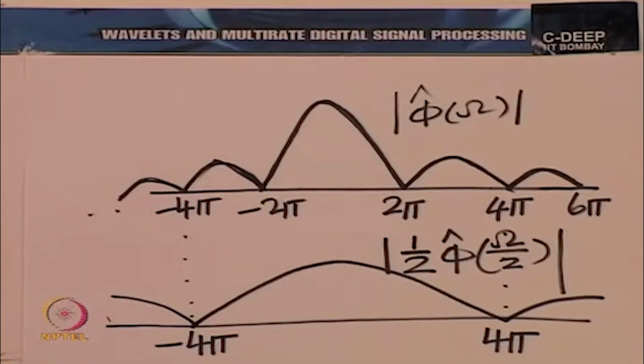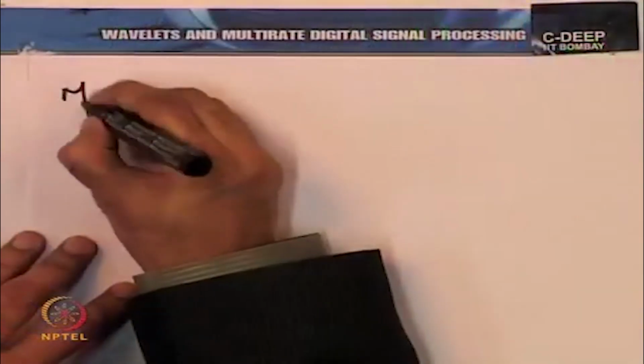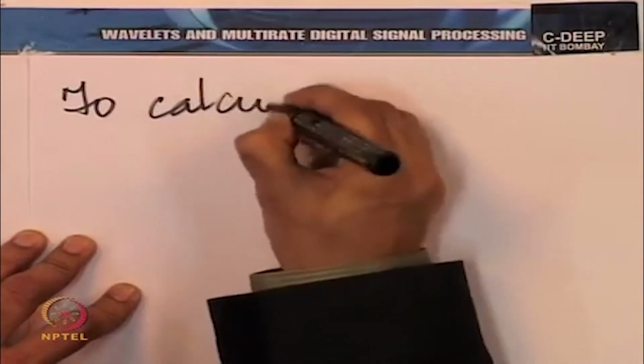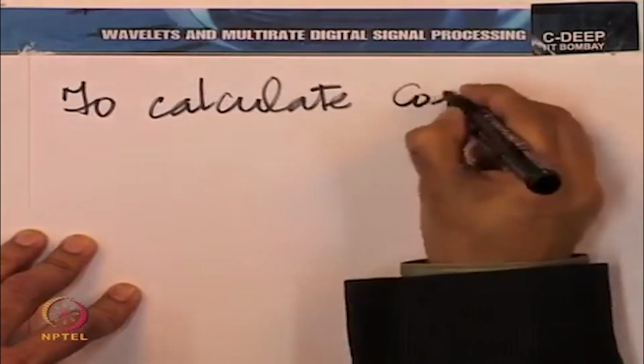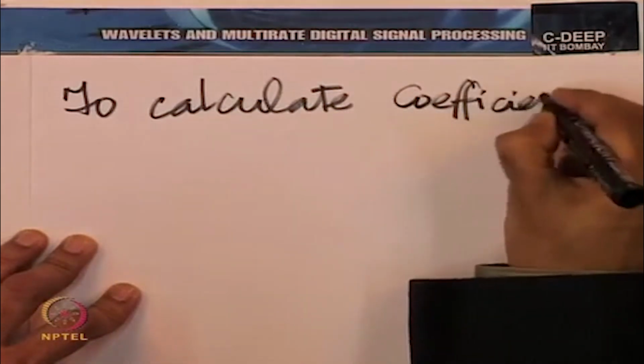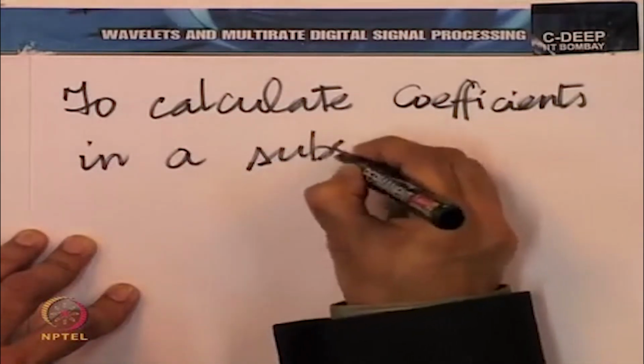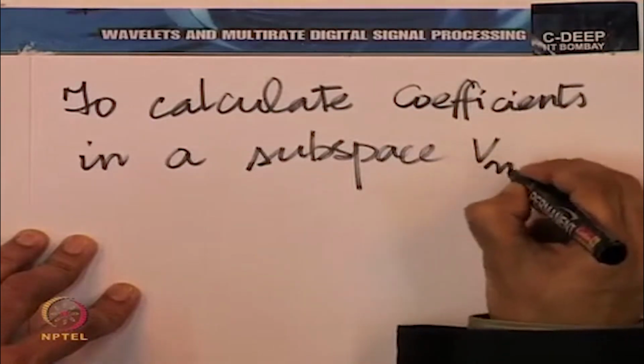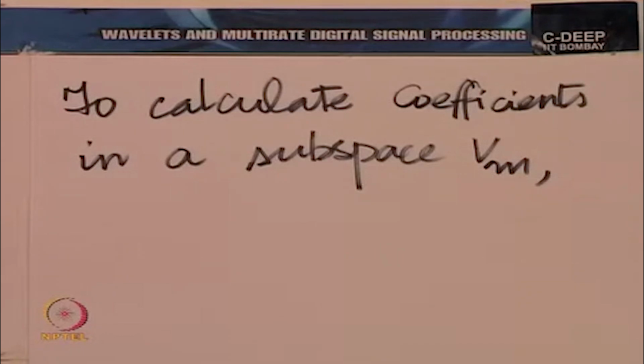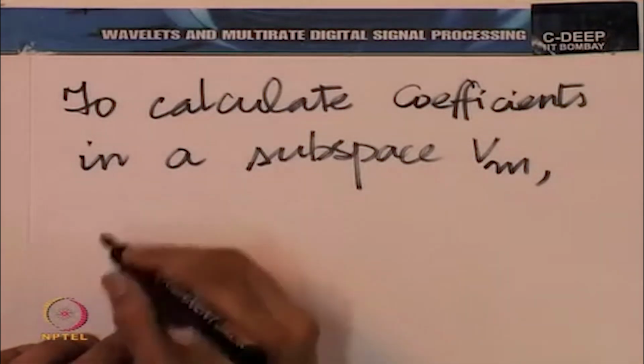So, as expected, when we squeeze in time, we have stretched in frequency. And now, let us interpret what we are doing when we take a dot product to calculate the coefficients in a V m. To calculate coefficients in a subspace V m, what are we effectively doing?